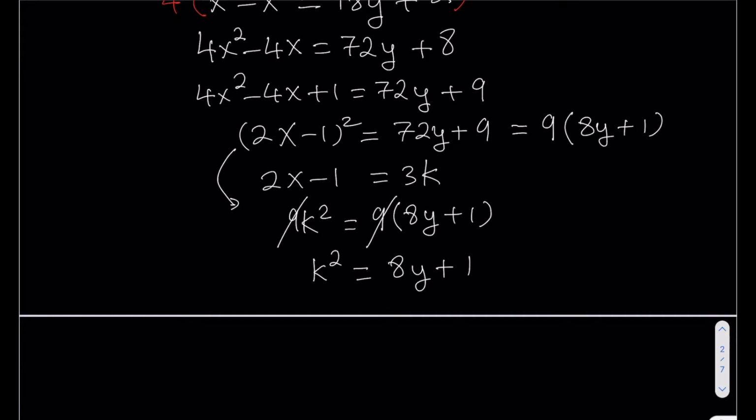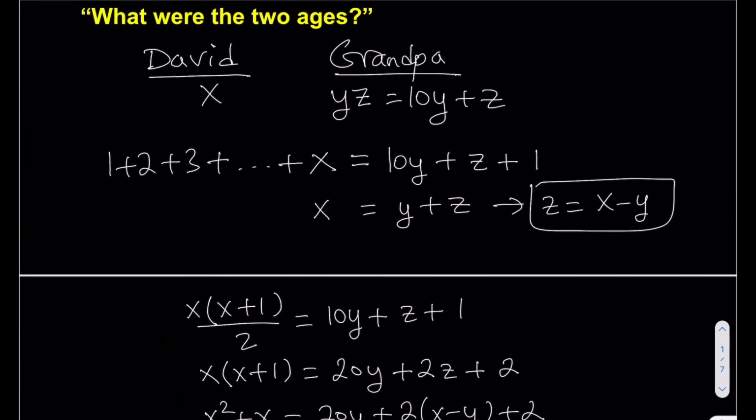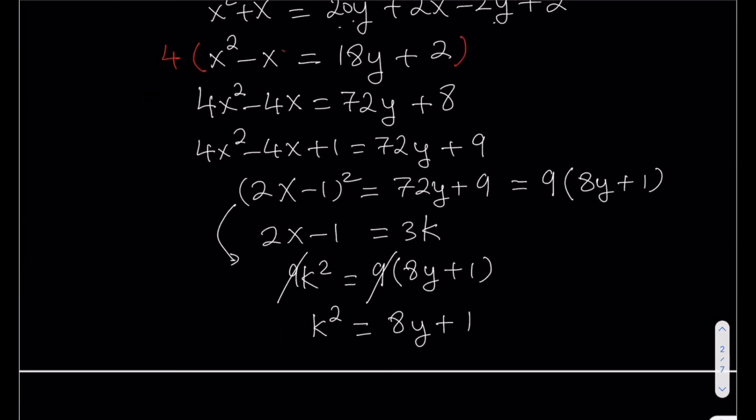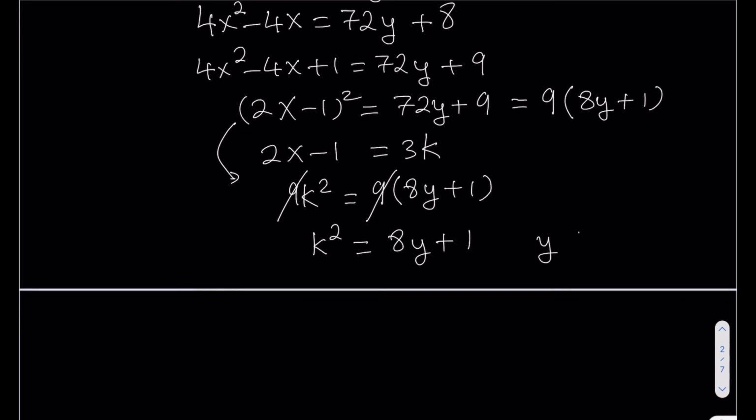Now this is an important result because we also know that y is a digit. If you remember, yz was grandpa's age, so y needs to be less than 10. So this gives us a restriction on the values of y. And I can actually solve this because there aren't that many perfect squares in the form of 8y plus 1 when y is less than 10, right? So let's go ahead and check some of the k squared values here. Which ones are going to work?